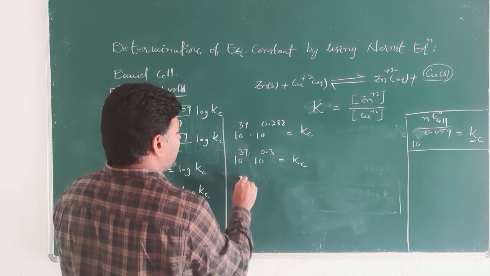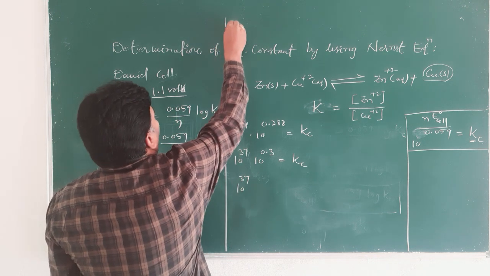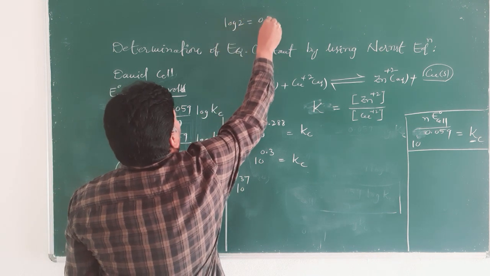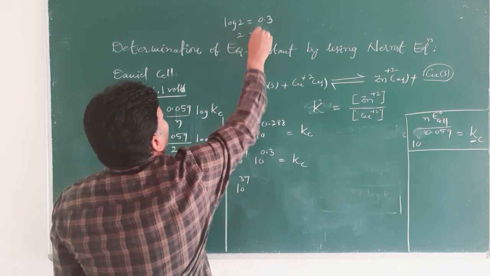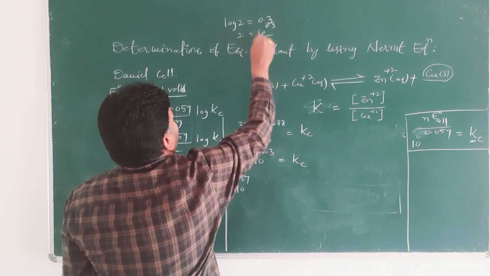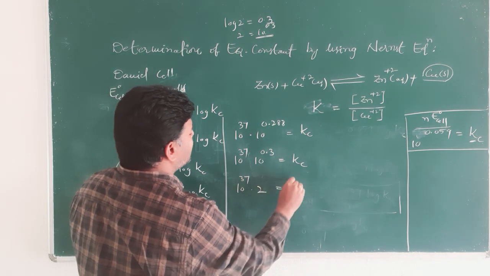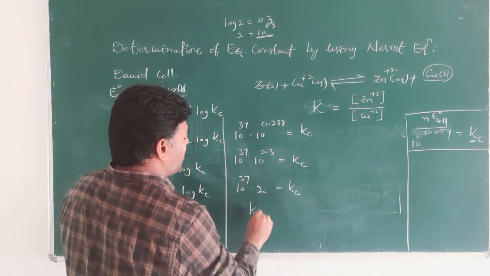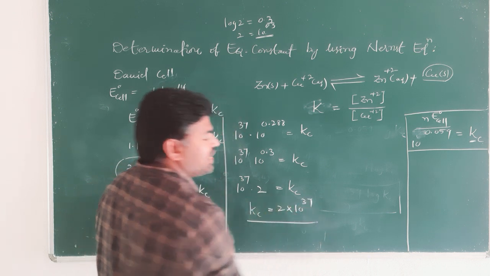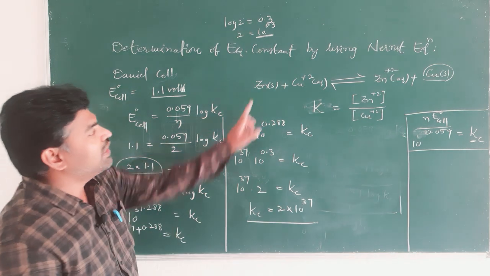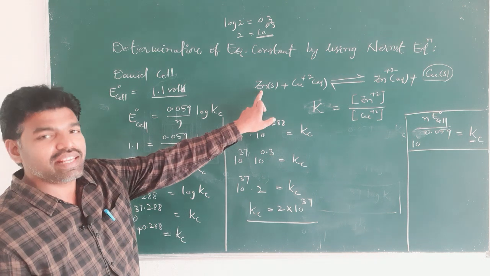Okay, 10 power 0.3: log 2 is equal to 0.3. So, 10 power 0.3 is equal to 2. So, Kc is equal to 2 into 10 to the power of 37. This is the equilibrium constant for this reversible cell reaction that is taking place in the Daniell cell, right.